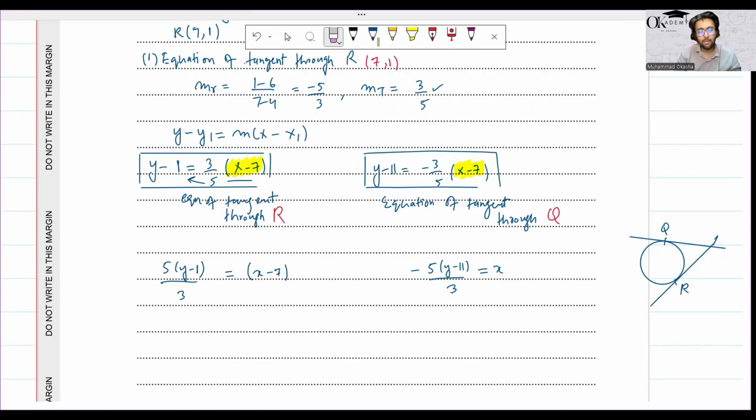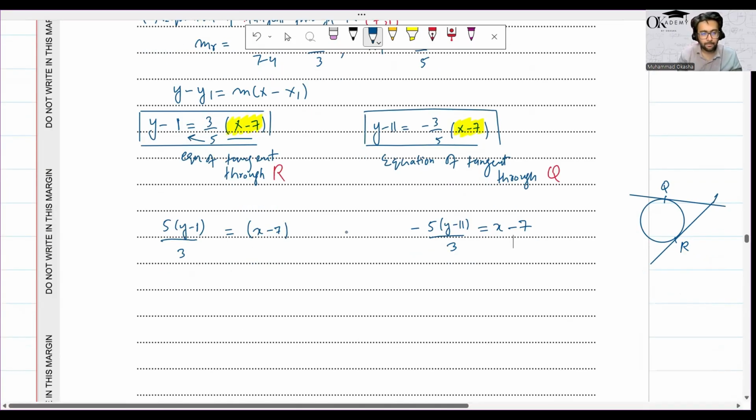Now I can equate both equations. If they're both equal to x minus 7 and I'm trying to find their point of intersection, I could just equate. Let's call this equation 1. Let's call this equation 2. And you can equate 1 and 2. Equating means putting them together to equal each other. So 5 times (y minus 1) divided by 3 equals negative 5 times (y minus 11) divided by 3, right?